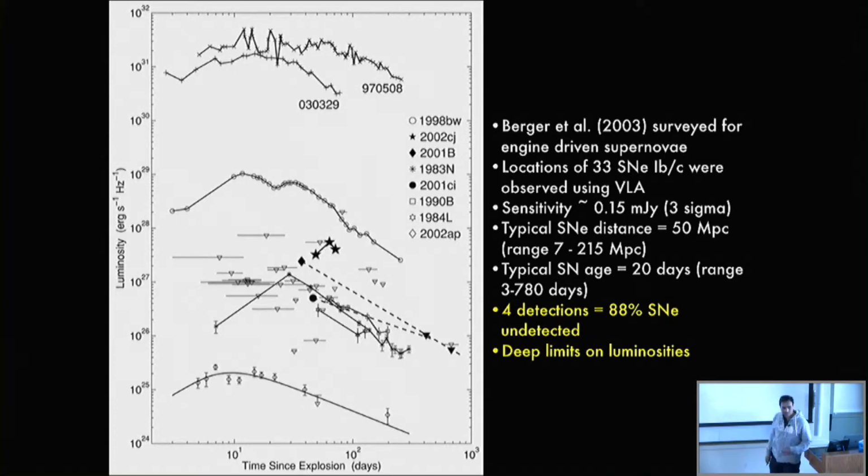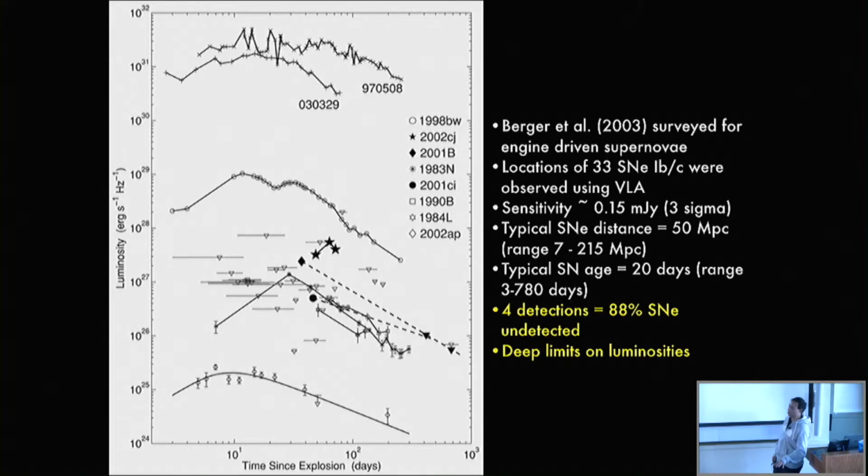The result of these surveys is that they followed lots of supernovae, 33 supernovae, but they detected only 4 of them. Now, you would appreciate that it's extremely difficult to hide radio waves. So if there is a supernova which has happened within that distance, and if you observe it with correct sensitivity at a correct time, you should be able to see it.